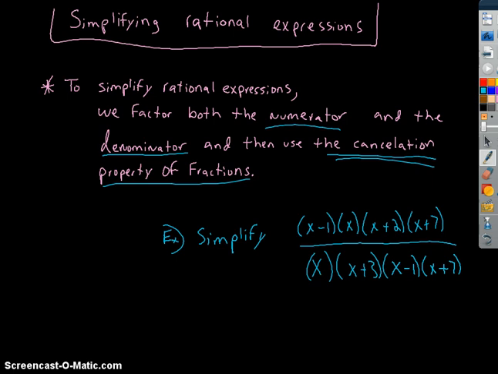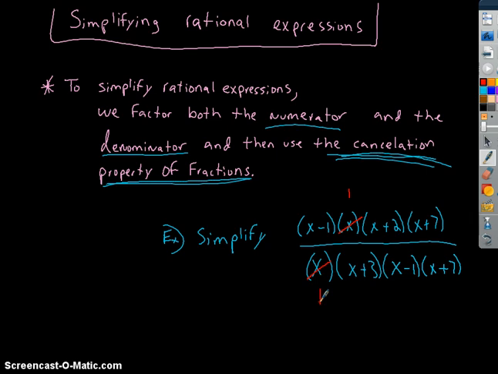If given the rational expression that has all these factors in the numerator, and all these factors in the denominator, what the cancellation property of fractions means is this. Basically, having this x divided by that x, we can cancel both those out. X divided by x leaves you 1 over 1. That's what they reduce to be.